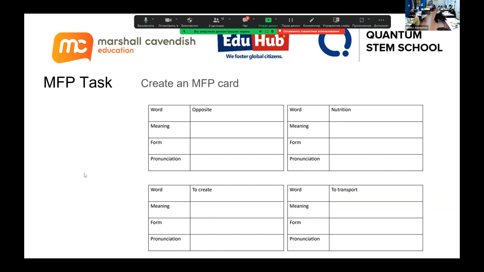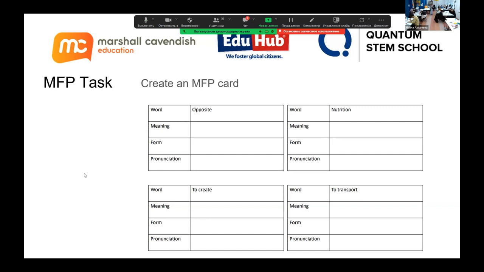So we have the nutrition, who has to transfer, then you have the transfer. Or maybe to create. Any volunteers? To create, thank you. Meaning to make something, and then form and pronunciation. So pronunciation is not the spelling. Create. Create. Excellent. Thank you.